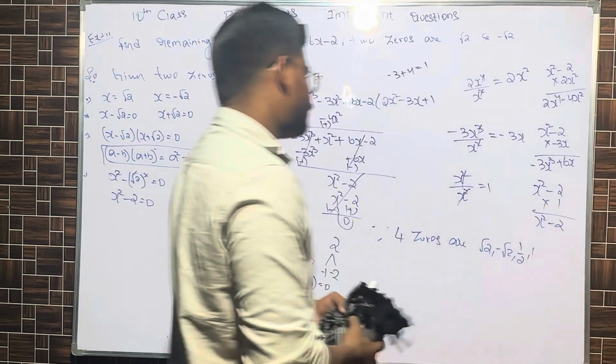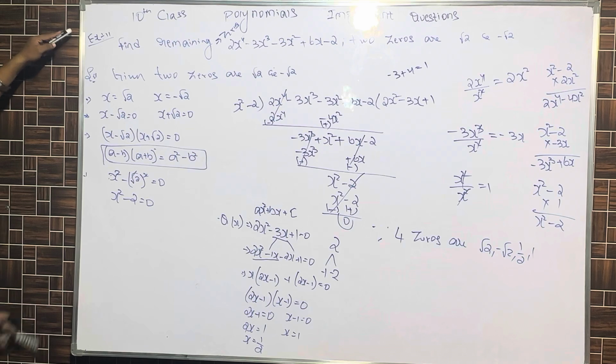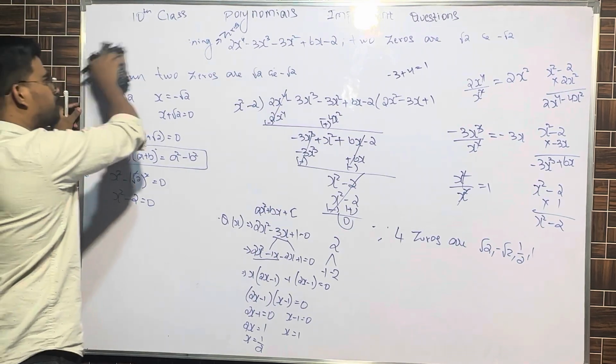He gave us the polynomial. He asked us to find the remaining 2. Example 11 according to the textbook, a very important question. A similar question I have already explained to you.